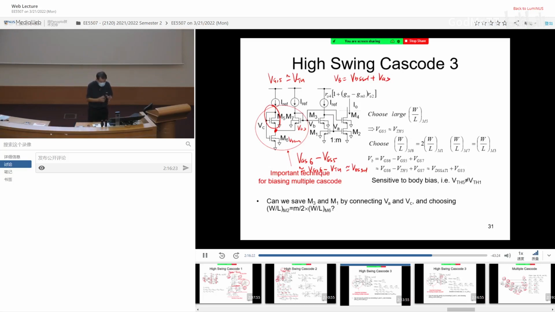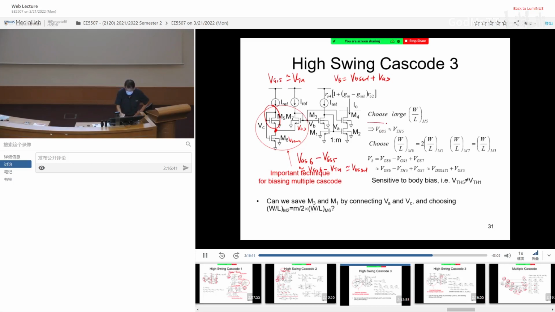Any calculation needed? No need. You just need to make sure how to generate VDS set. You pick one transistor very big, so it becomes VTH. So VGS minus VTH, that is VDS set. Then from there you add another VGS, that is exactly what you want. Very straightforward.